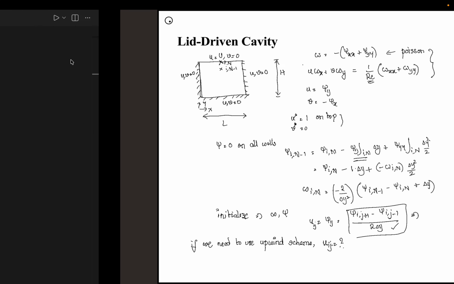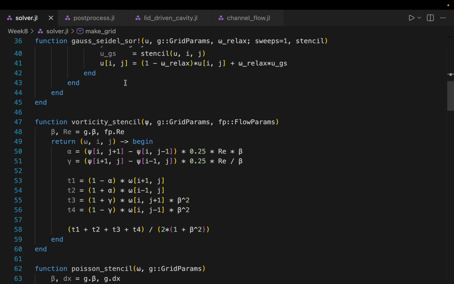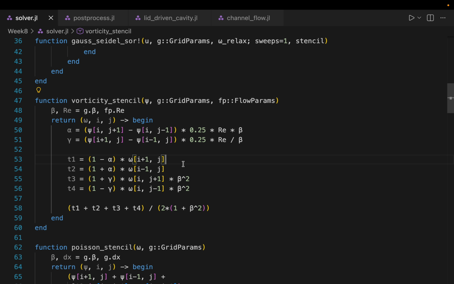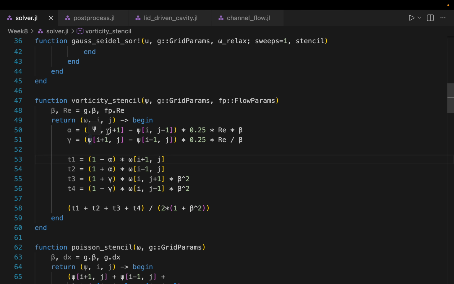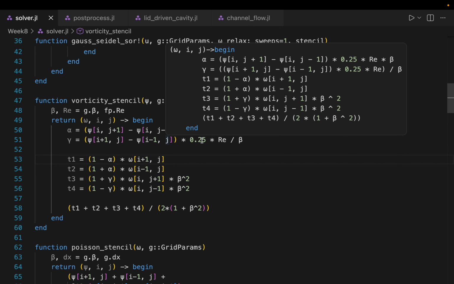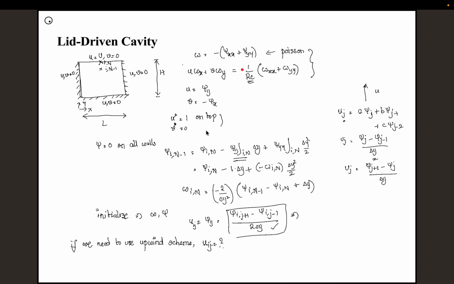So I've clubbed all of them in one file, which is the solver, which takes this term separately. Let's say this is the vorticity stencil. I'm calling it the stencil, whatever one we are using now. Alpha is your u term, which is psi i j plus 1 minus psi i j minus 1, times other coefficients that come into the picture. If I do the rearrangement here, for this I'll have a 2 delta y. Similarly for omega, if I use a central difference, I'll have another 2 delta y, and I have a Reynolds number, so I'll have some 4 term. Then beta comes into the picture, where beta is delta x by delta y.